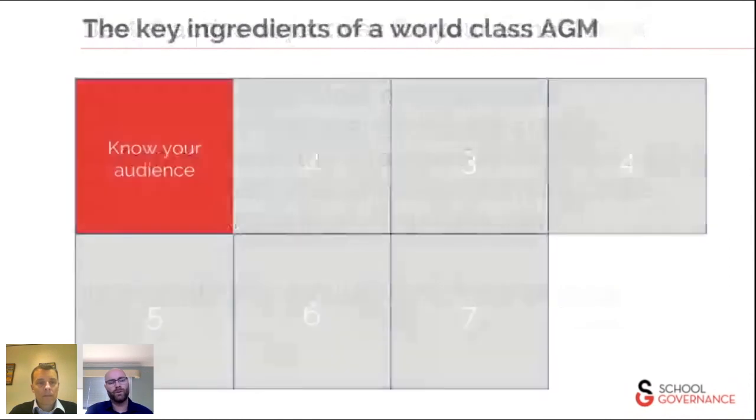So what I want to do now is use a cookie analogy about the key ingredients of a world-class AGM. From our point of view, there are seven. They may not be exactly what you think they are.